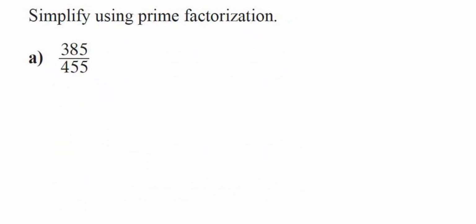Simplify using prime factorization. Okay, so this is how we're going to solve this problem here. We're going to take the numerator, which is 385, and we're going to break this down into prime numbers. So what number divides into 385 nicely? Well, the number I'm thinking of is probably 5, and that's because the last digit here is 5. So what is 385 divided by 5? Well, that's going to be 77.